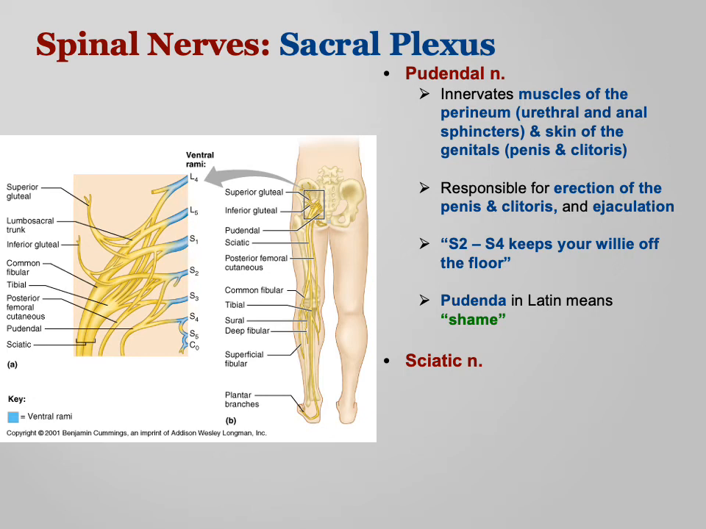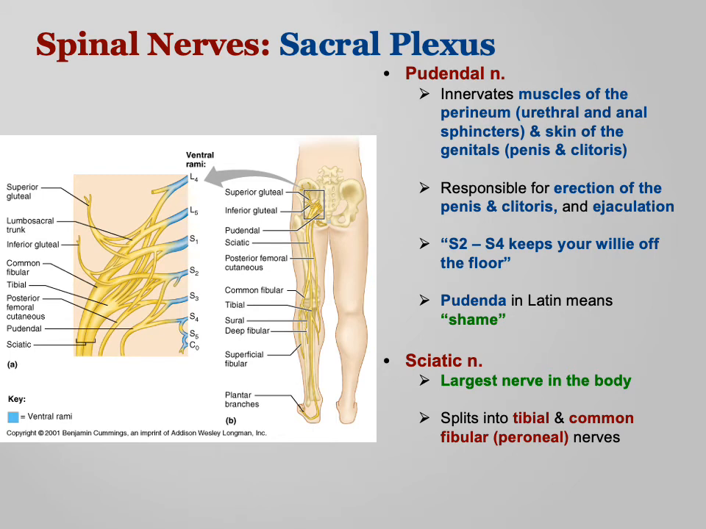We've talked about the sciatic nerve before. This is the largest nerve in your body. And in fact, it's really two separate nerves that are wrapped in the same wrapper. So it splits into the tibial and common fibular, or an older name, common peroneal nerves. So it innervates the hamstrings, the flexors of the foot, and extensors of the toes.